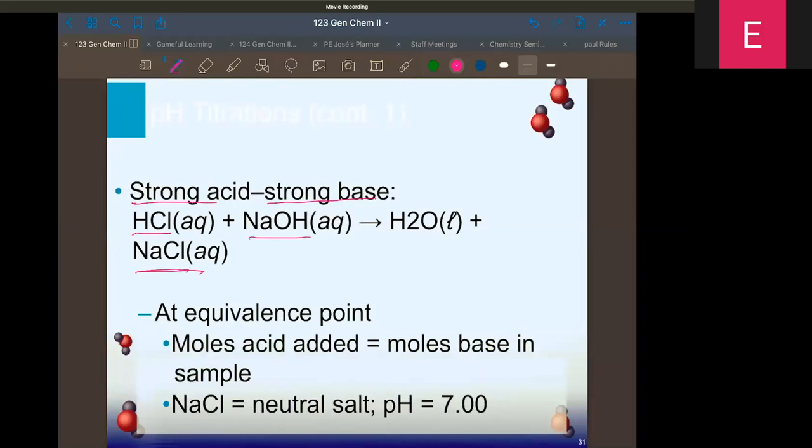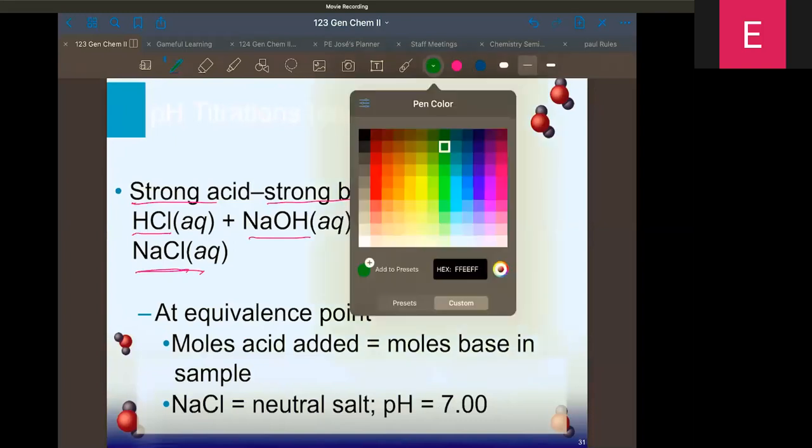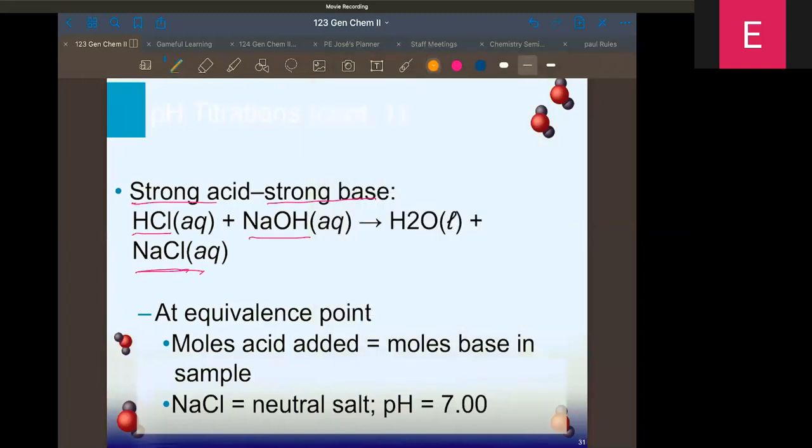Notice that this reaction here only goes in one direction. And if it goes only in one direction, it means it's not an equilibrium. The pH for the neutral salt is going to be 7. We can tell that because, again, of the acid-base properties of salts we discussed last time.